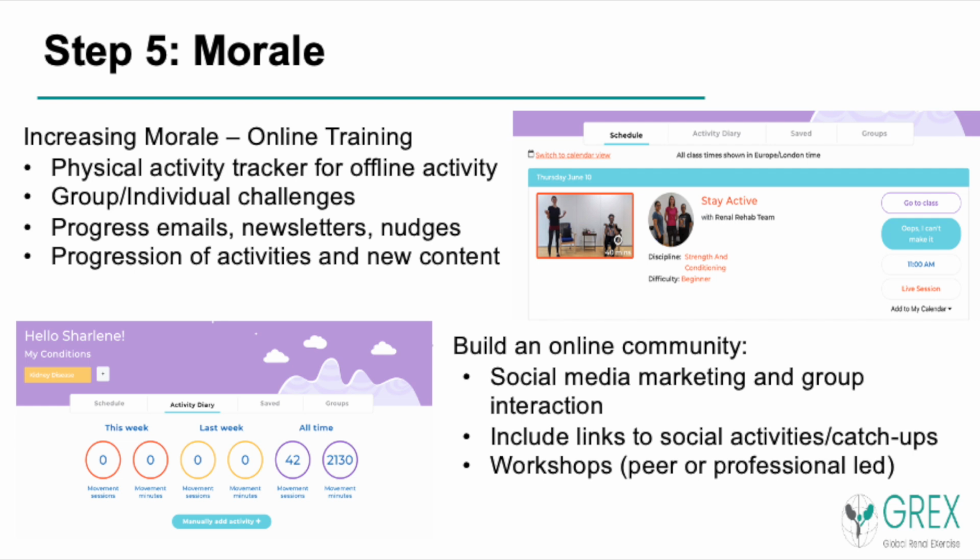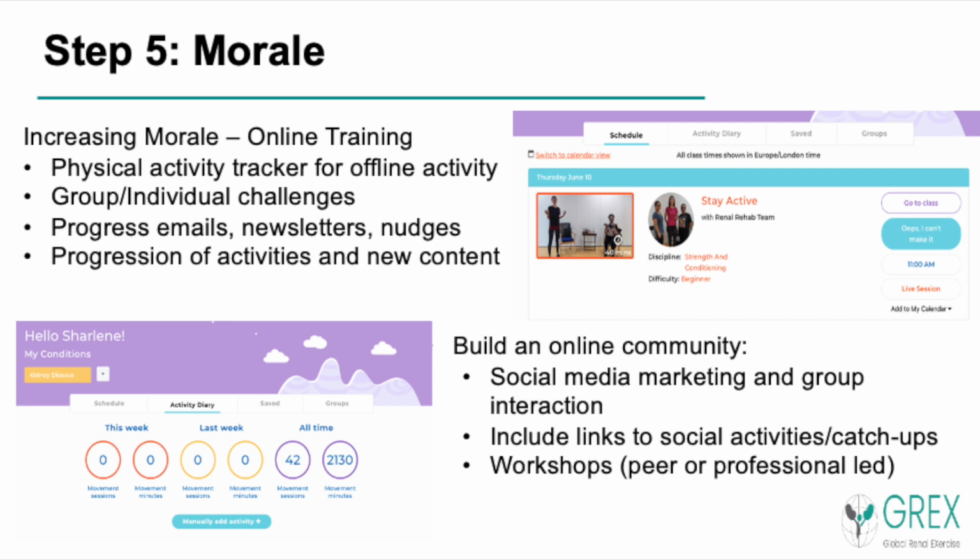It's important to have new content available online and also to have a progression of activities, and this is where you might want to have a beginner, intermediate and advanced program. Having an online tracker, so to track offline activity, can be really helpful. So people might want to walk dogs or swim, etc., and want to still be able to record their activity and have that go towards their target. Important to include links to social activities and catch-ups, and any workshops that might be offered. For instance, during COVID, we did workshops around COVID and also around the vaccine.